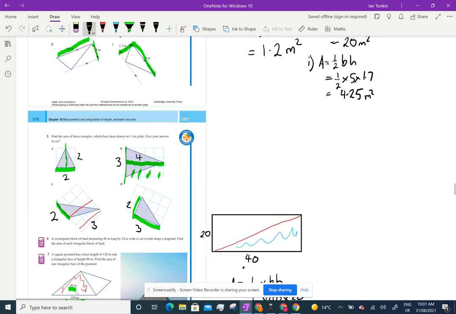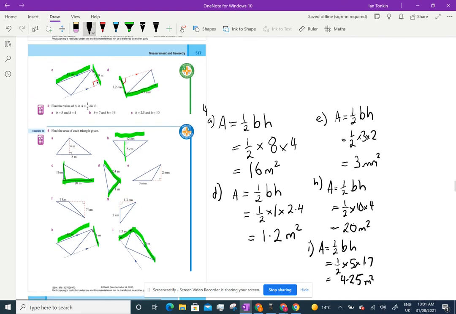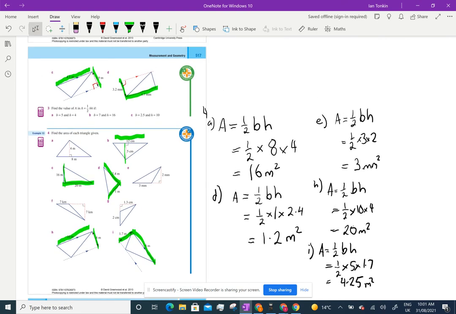Hopefully you did some of those on your own and you were able to calculate them and you're able to finish the work. Well done.